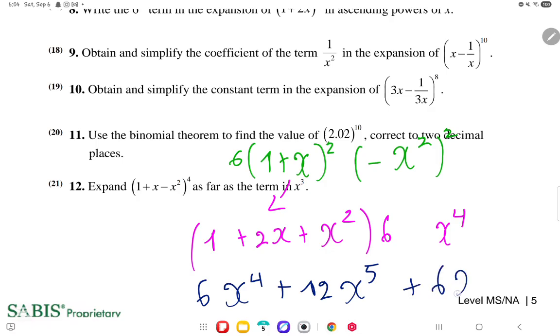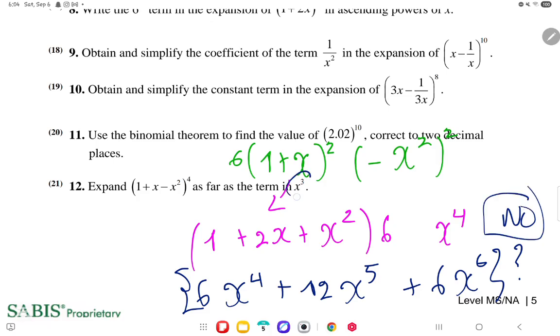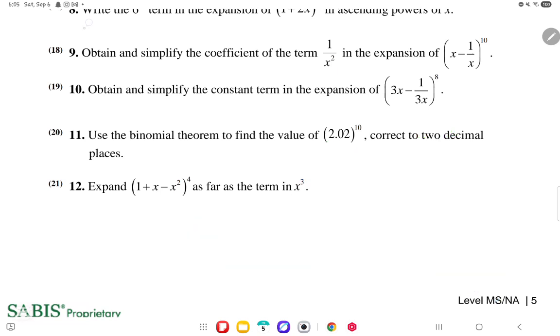Do we take this? No. We do not take it. Why? Because they want as far as the term x to the power of 3, and the smallest term here is x to the power of 4. That means starting from this one, everything else is going to be unnecessary. So what do we keep for us? We keep for us the term (1 plus x) to the power of 4 plus 4 times (1 plus x) to the power of 3 times (minus x squared).